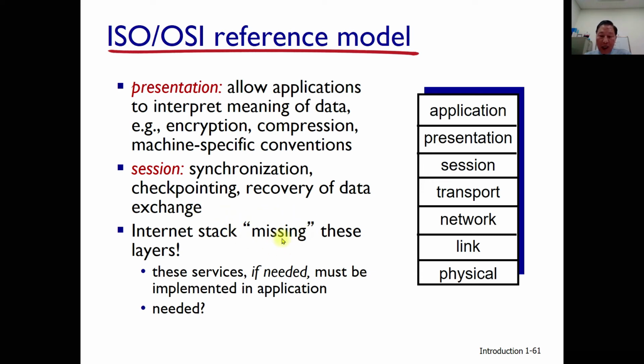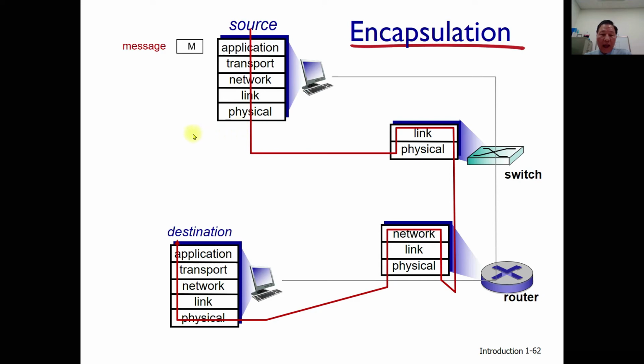But in our TCP/IP model, we are using 5 layers. After this we will look at, thus these 2 will be implemented in the application layer. Thus this one is merged into a single layer like this. The internet stack is missing these 2 layers, and these services, if needed, must be implemented in the application layer. Okay, let's look at the 5 layers. The TCP/IP protocol layers are composed of 5 layers like this. Thus let's refer to these 5 layers instead of 7 layers.